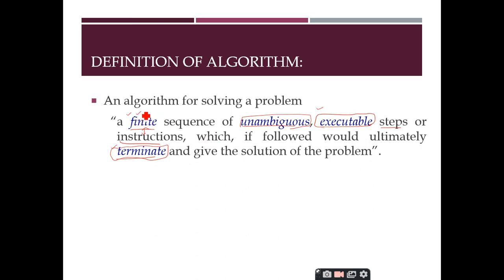The instruction should be finite in nature, the instruction should be unambiguous, and the instruction should be executable in nature, and ultimately the algorithm should terminate and give the solution to the problem. So these blue colored words, finite, unambiguous, executable and terminate, all these four terms represent the characteristics of the algorithm. Is it clear up to this definition?